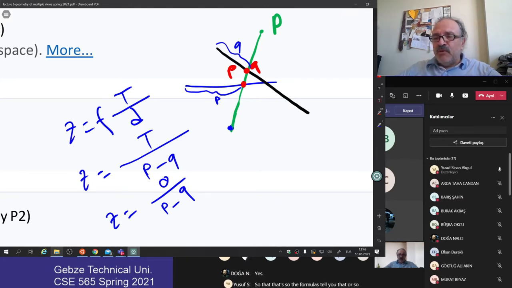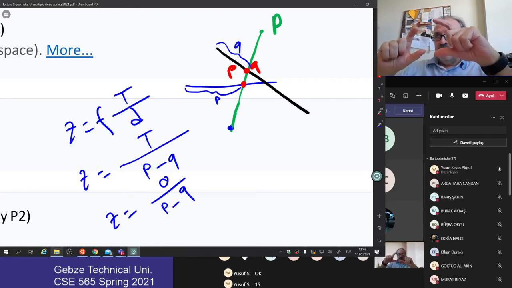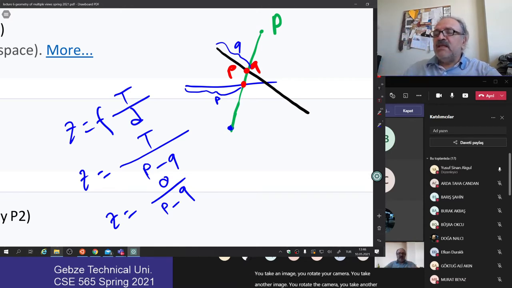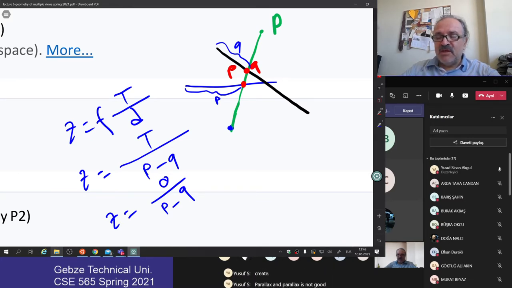Remember, how do you take the panorama of a scene? You take an image, you rotate your camera, you take another image, you rotate the camera, you take another image, right? So you are not creating any baseline when you take the panorama of a scene. If you are stitching images, you try to make no baseline. Baseline should stay zero. If you move your camera left and right, that is going to create parallax. And parallax is not good for your stitching because with the parallax, you will have occlusions between the objects. And if you have the occlusions, you cannot stitch them.